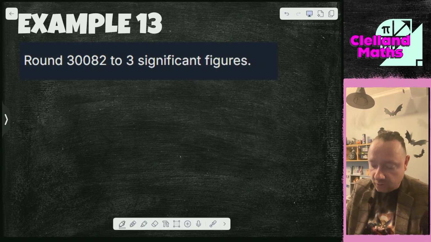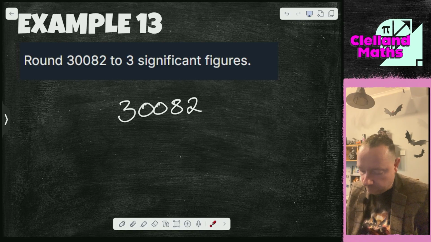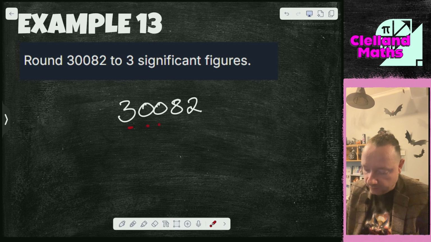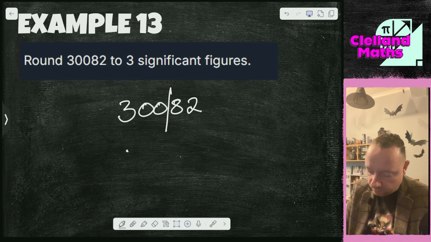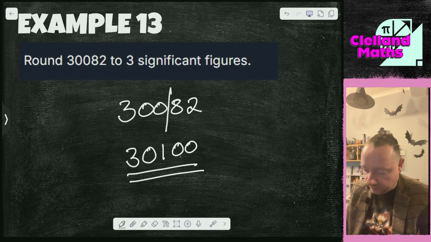Round 30082 to 3 significant figures. So 1, 2, 3 means I'm rounding here. So that means I've got 3, I've got 0. The 8 tells me to round up to 1, and then I just fill in with zeros to make the number as big as it can. It's now 3 significant figures because those zeros don't count.